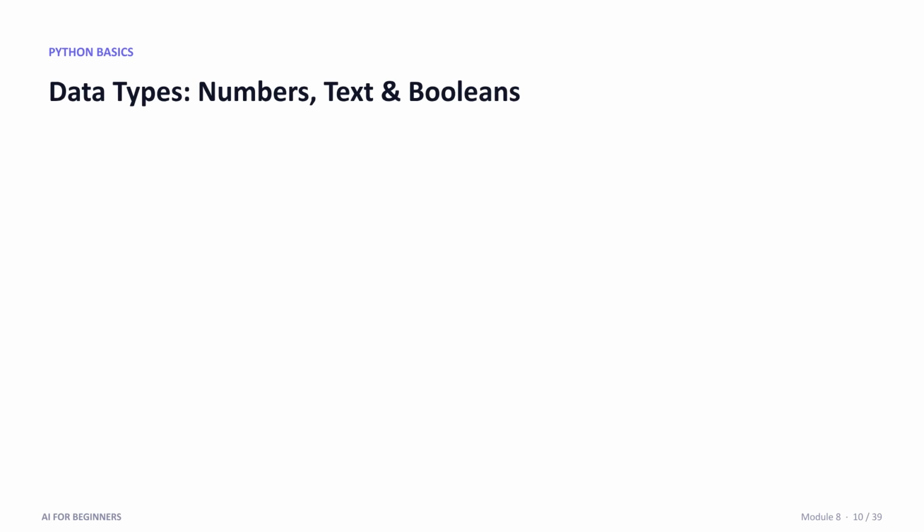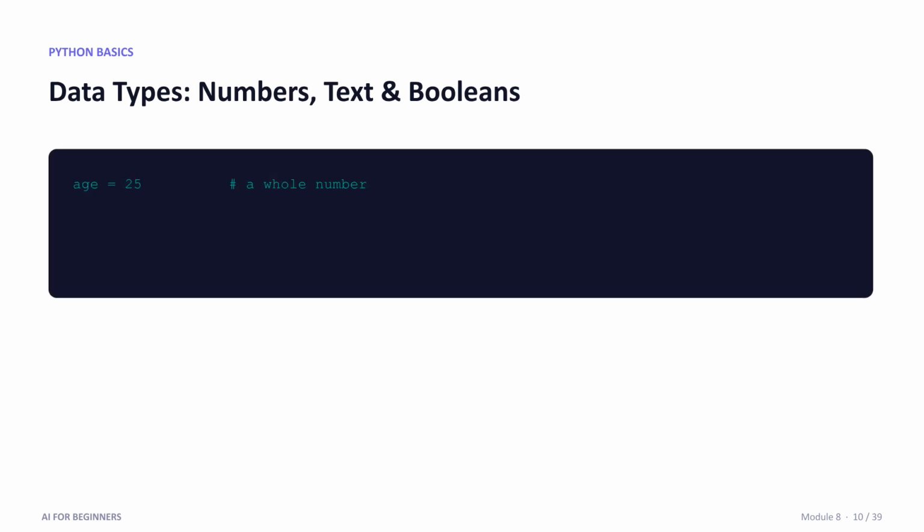Python handles different types of data automatically. Whether it's a whole number, a decimal, text, or a true or false Boolean value, you don't need to explicitly declare the type. Python identifies it for you on the fly.